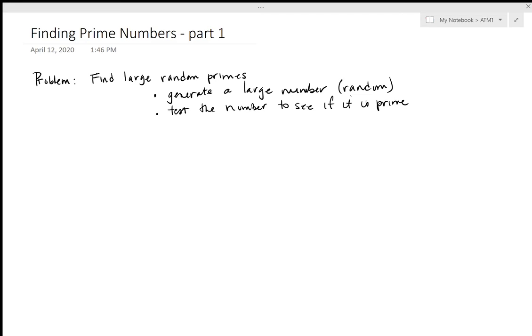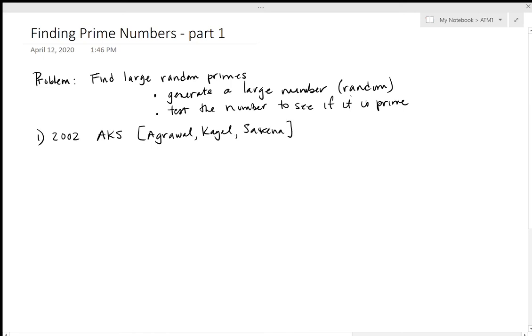This is a bit of an aside, I admit, but before we proceed with the way we're going to do it, I just want to point out that there actually is an algorithm which was discovered in 2002, and it is called the AKS algorithm, after the last names of the people who discovered it: Agrawal, Kayal, and Saxena. Sorry, it's an X there. Saxena.